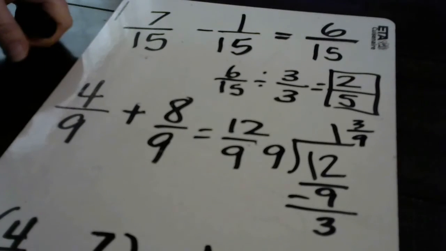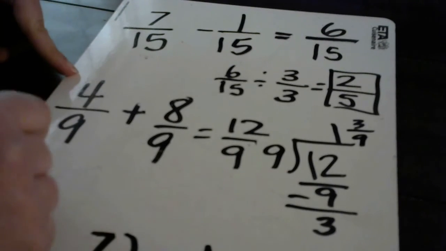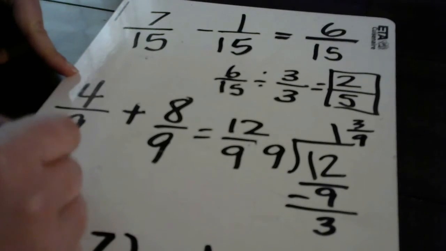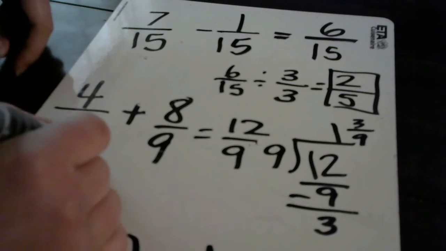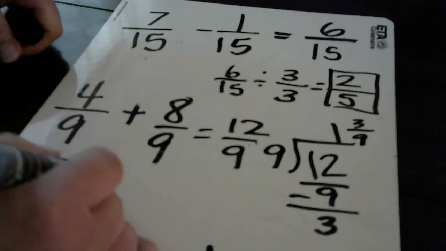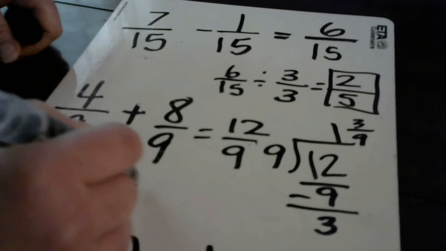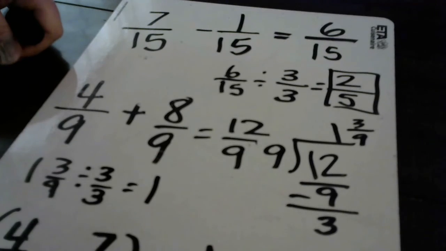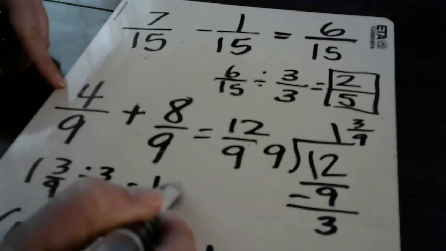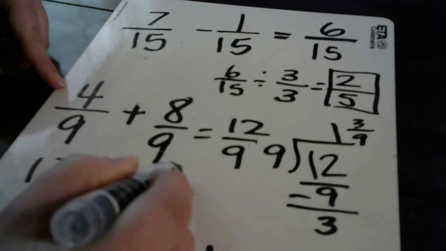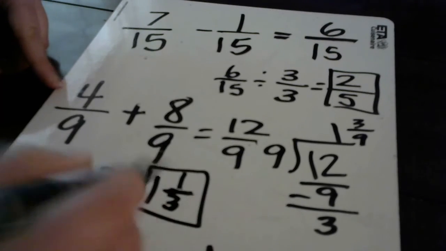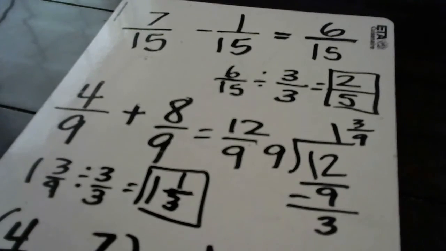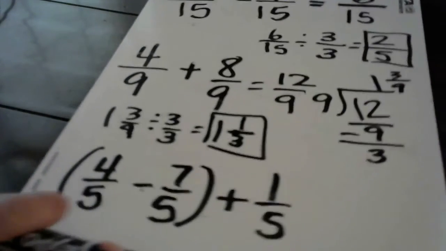9 goes on bottom. Now, you all know that 1 and 3/9, that 3/9 is not in simplest form because 3 will divide into 9. So I'm going to simplify this. Don't forget the whole number because that will make it all the way wrong. 3 divided by 3 is 1, and 9 divided by 3 is 3. So my answer is 1 1/3, okay?